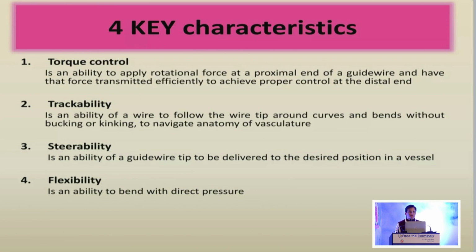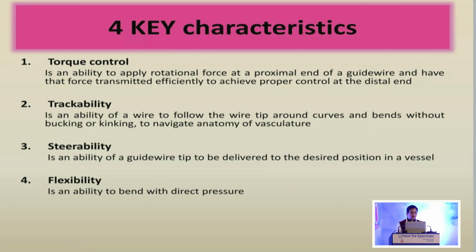Second is the trackability. What do you mean by trackability? Trackability is the ability of the wire to follow the wire tip. Means whenever there is a curve, a tortuosity, a bend, an acute bend, or a calcification, the wire body has to follow the tip. If it starts buckling or kinking, then the trackability of the wire is not good. That is why we say trackable means despite all that, the whole wire we could put down where it has to go. So basically the body is following the tip.